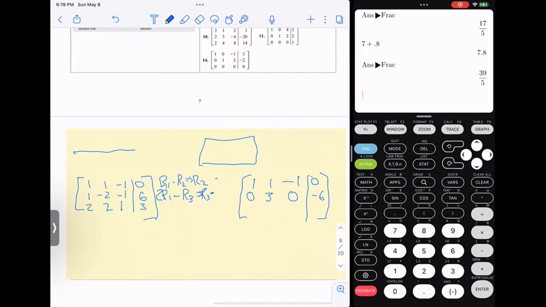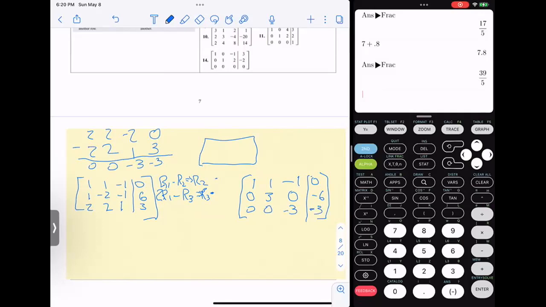Let's look at the row 3 operation. So if we do 2 times row 1, I'm going to kind of write that out up top here. If we had 2 times row 1, that would equal 2, 2, -2, 0, minus row 3, which is 2, 2, 1, 3. So we'll end up getting 0, 0, -3, -3. So that'll be our row 3. And that's the same thing we did with row 2. We just didn't multiply it first by anything.